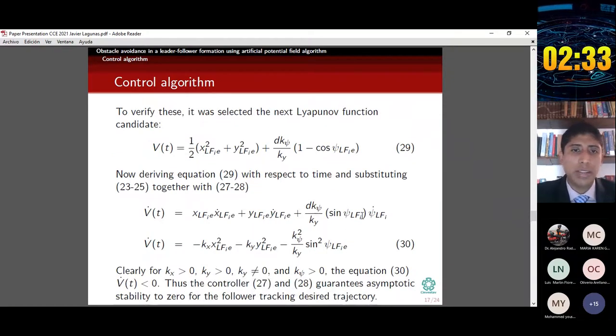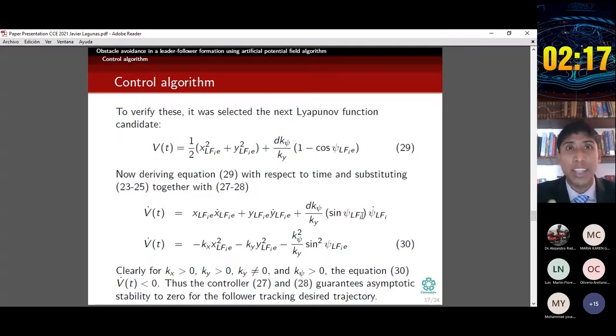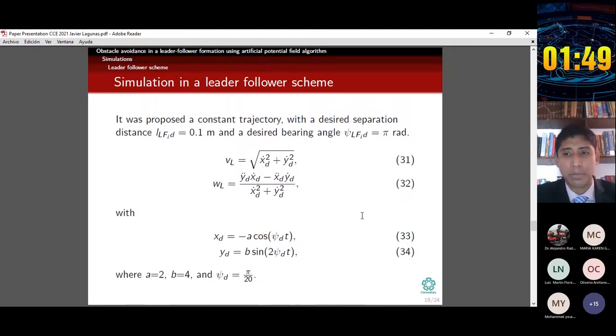And to verify this, we select a Lyapunov function, which is in equation number 29. Now deriving equation number 29 with respect to time and substituting all the dynamic equations, from 23 to 25, we have the new equation, which is 30. We can see clearly that if kx, ky, and kc are bigger than zero, equation 30, the time derivative of the Lyapunov function, will be lower than zero. So it guarantees the asymptotic stability to zero for the follower tracking the desired trajectory.